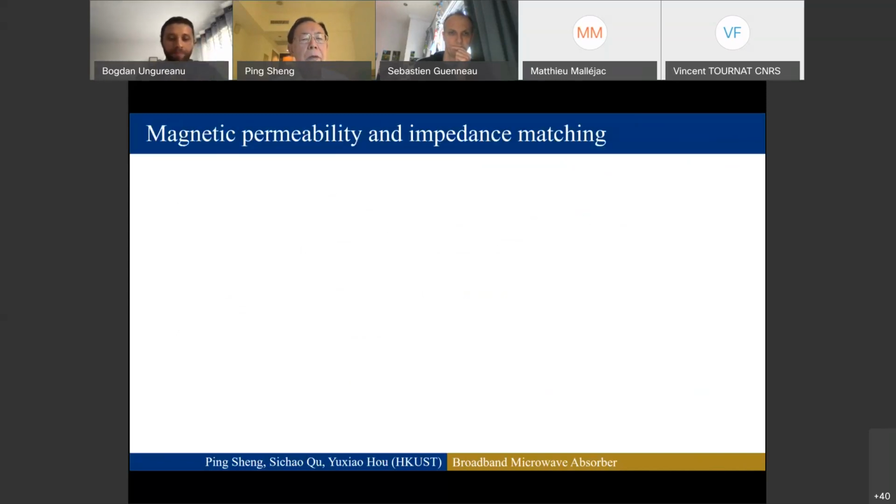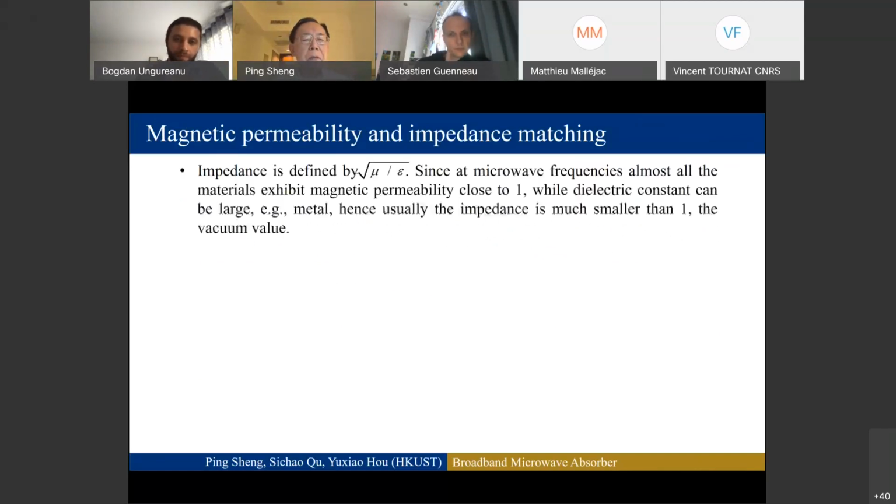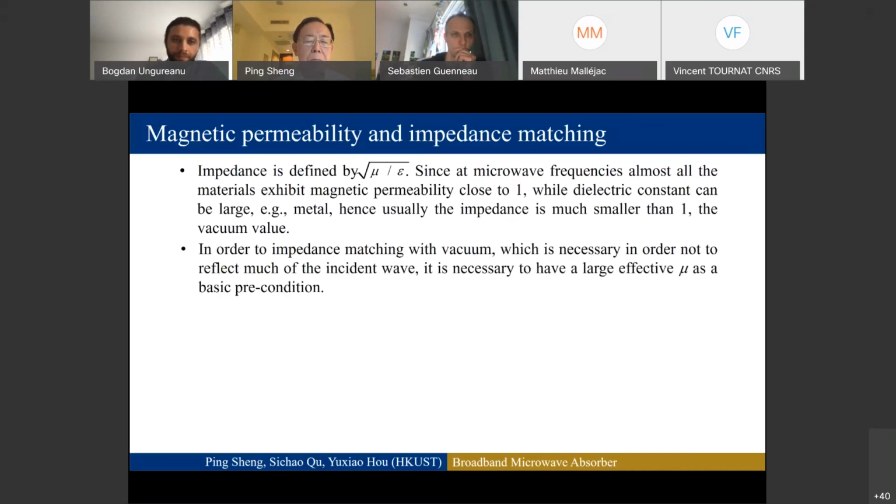So the first thing we want to know in microwave absorption is the impedance. The impedance is defined by the square root of the relative magnetic permeability divided by the relative dielectric constant, the square root of mu over epsilon. Because at microwave frequencies almost all materials exhibit magnetic permeability close to 1, while the dielectric constant can be large, for example in metal, the electromagnetic impedance is usually small, and therefore mismatched with that of vacuum. As a result, most of the microwave will be reflected at the interface before it can be absorbed. So our aim is to obtain a high impedance, namely a high magnetic permeability, as a precondition.